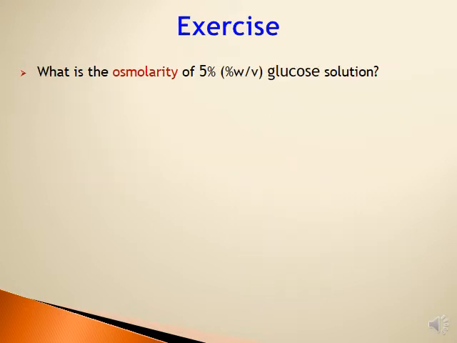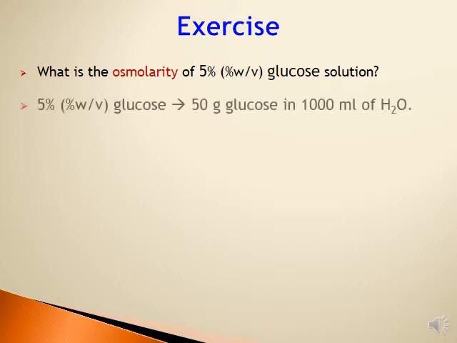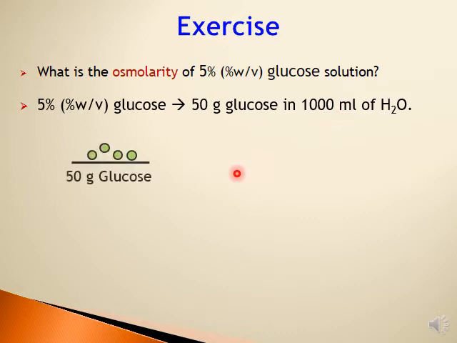Now, what is the osmolarity of 5% weight per volume of glucose solution? What does it mean by 5% glucose? It means that we dissolve 50 grams of glucose in 1000 ml of water, or 1 liter of distilled water. So we have 50 grams of glucose, and we know very well that the molecular weight of glucose is 180. So how many moles are present in 50 grams of glucose? We just divide 50 over 180, and it is about 0.278 moles, or 278 millimoles.